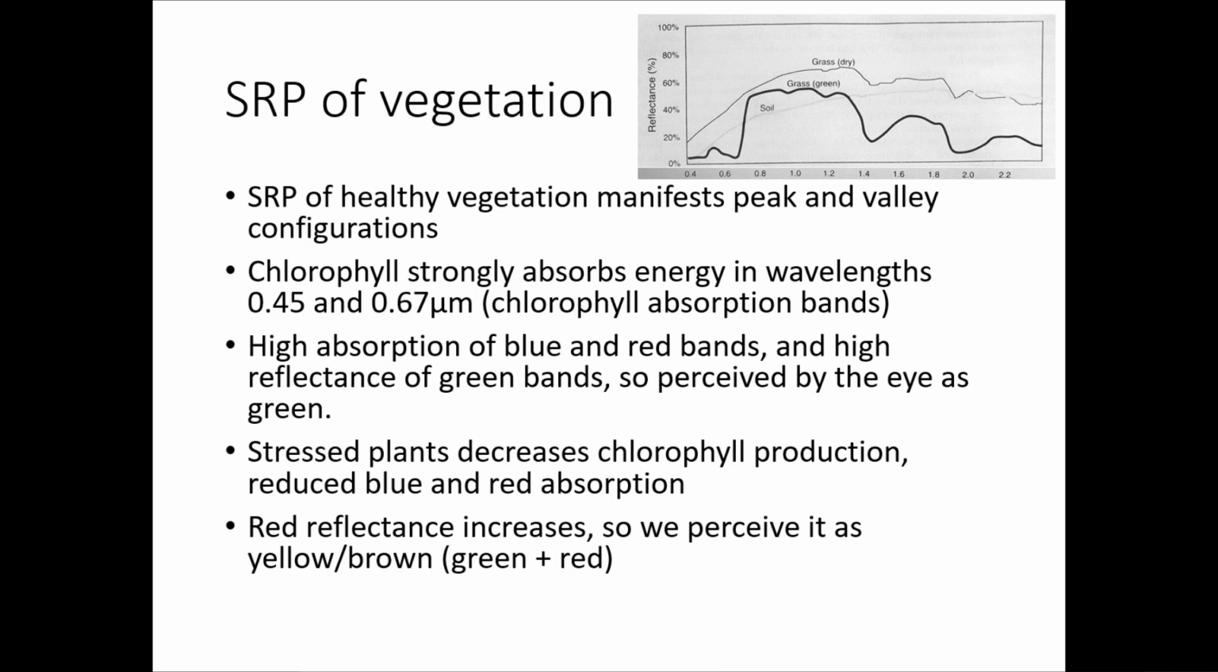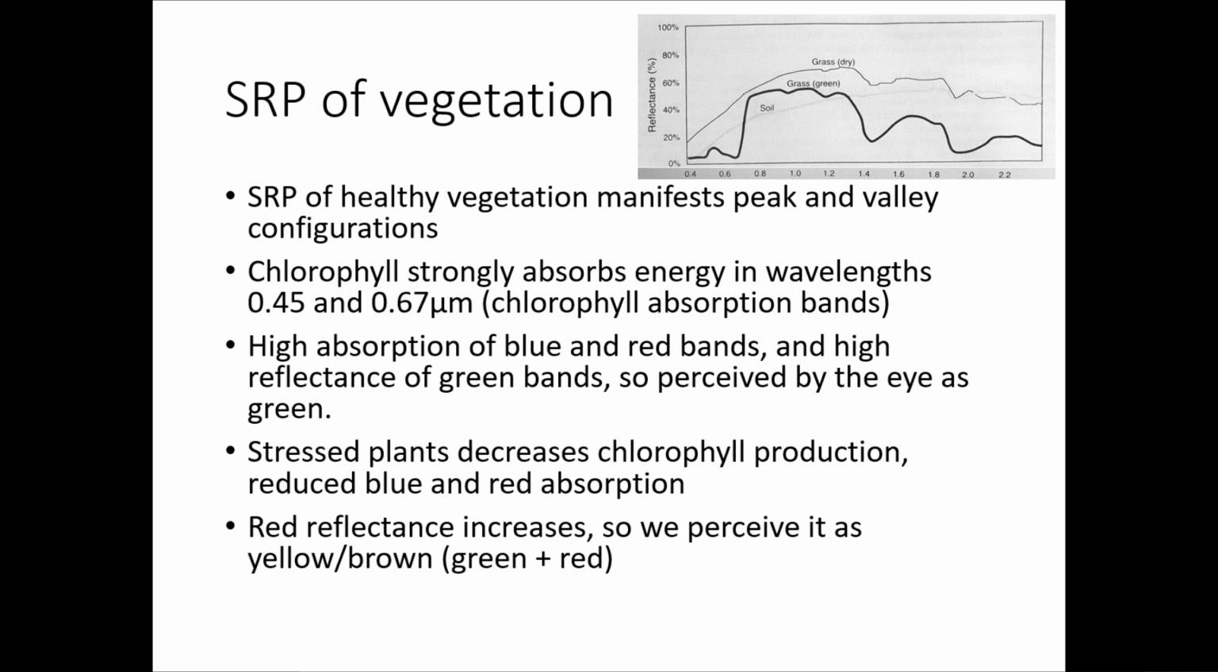You can see that dark line, it represents grass, green grass, which is healthy vegetation. So you can see a peak and valley configuration. You have a peak at about the green visible spectrum, 0.5, then a valley at the red, then it again peaks up to about 1.4, then it drops. So you can see a peak and valley configuration for healthy vegetation.